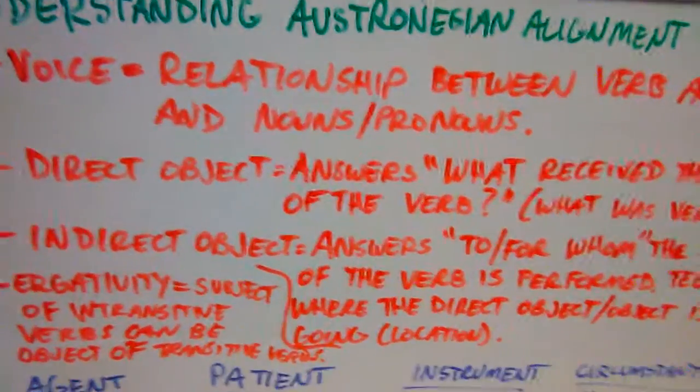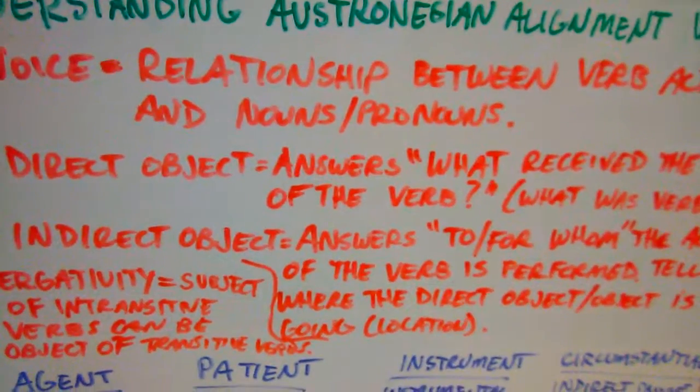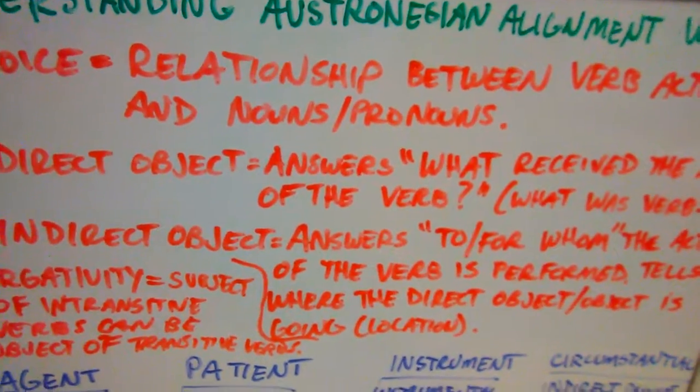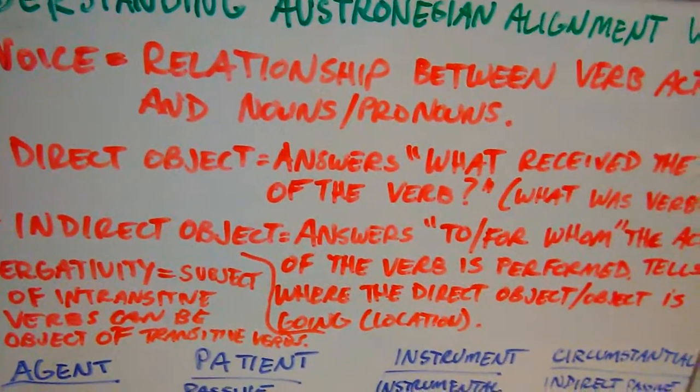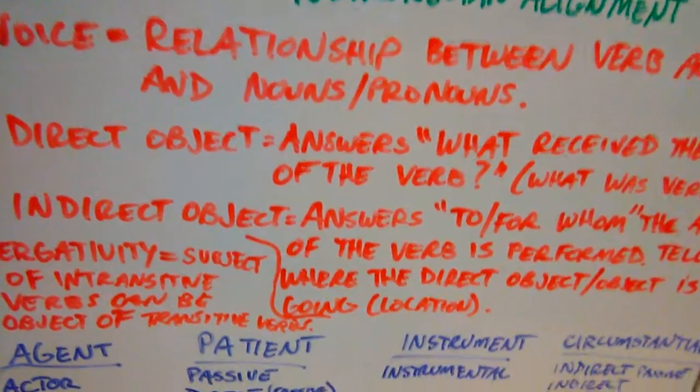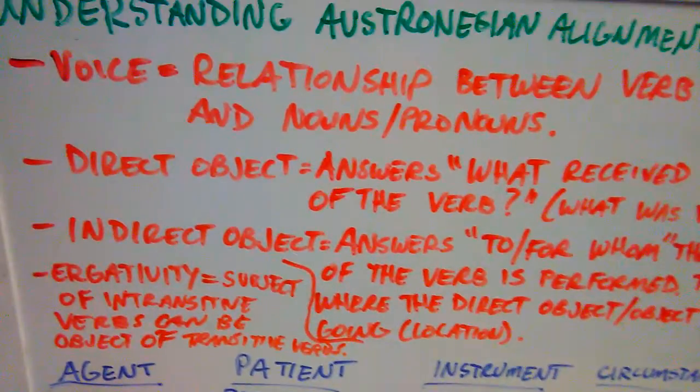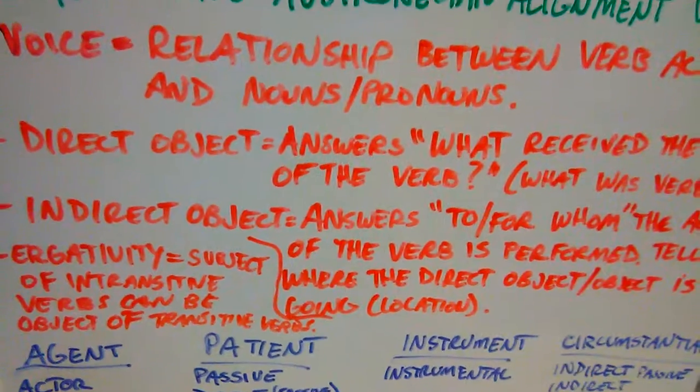So who is receiving it? The dog. And that's what gets the answer. For whom or to whom is receiving that object? Oh, it's the indirect object. So that dog is our indirect object. All right, just think of it that way.